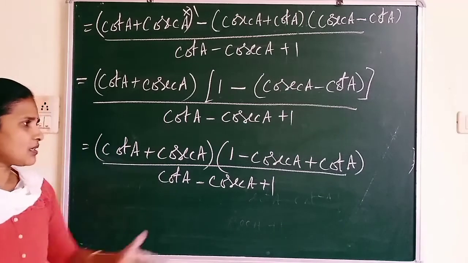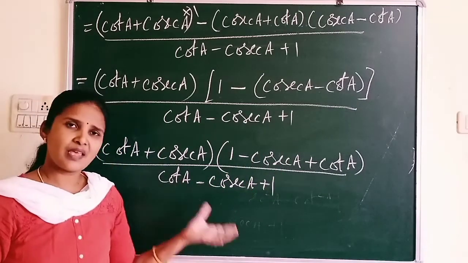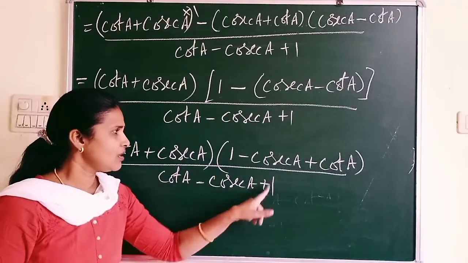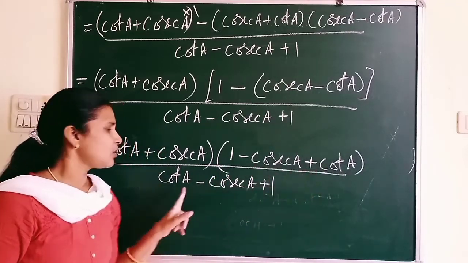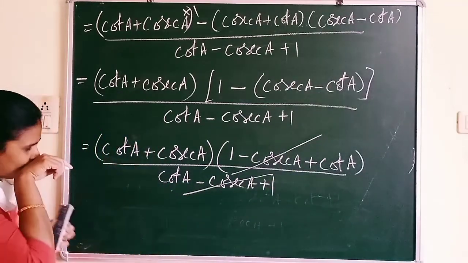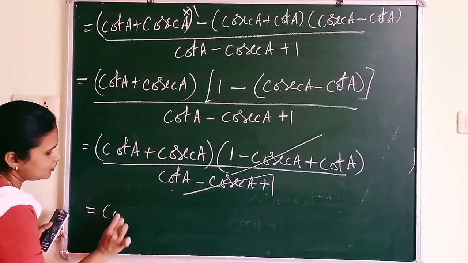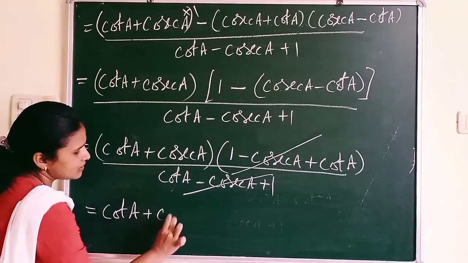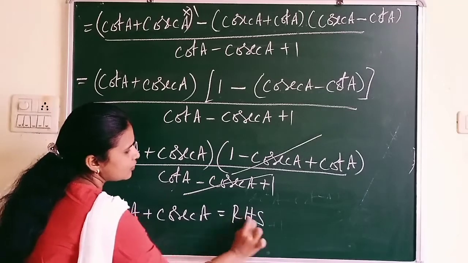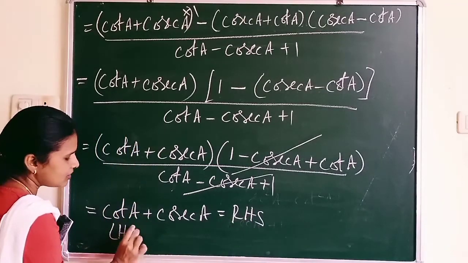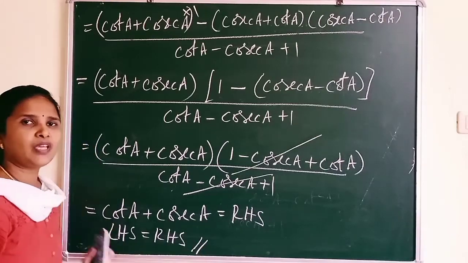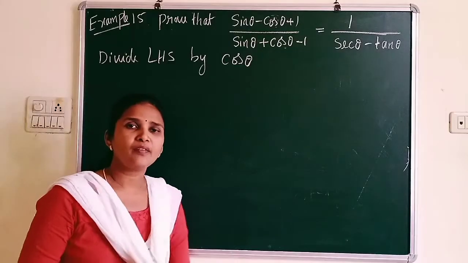You can observe this trinomial and this trinomial are all the same, but the terms are reversed. They are not in order. You can see plus 1 minus cosec plus cot. So this trinomial and this trinomial get cancelled. What is remaining? This equals cot A plus cosec A. So this is nothing but the RHS. So we took the LHS and proved it as the RHS. Hence it is verified. Now let us solve example 15.